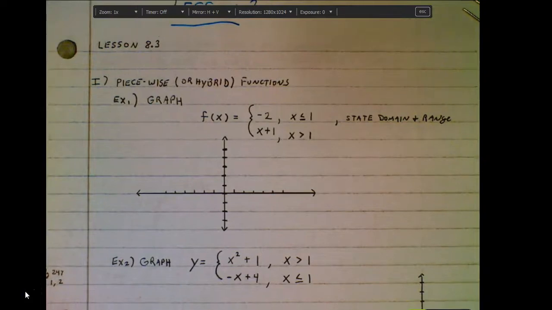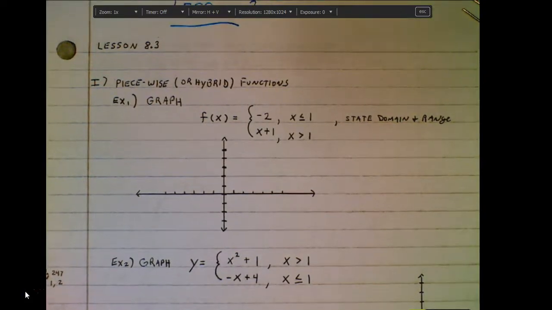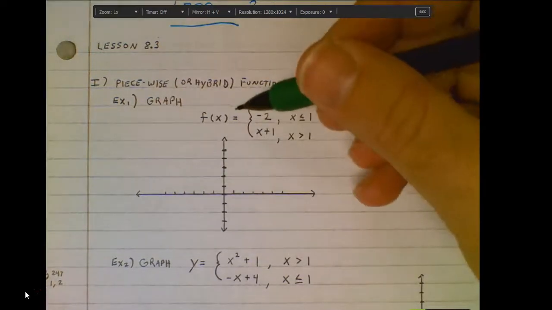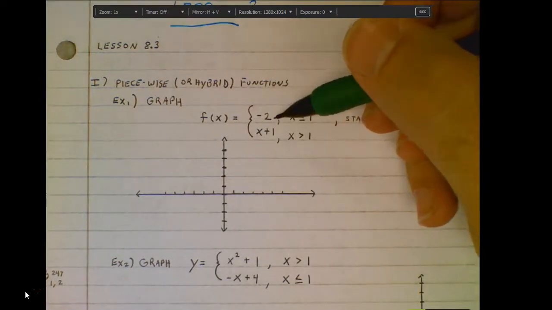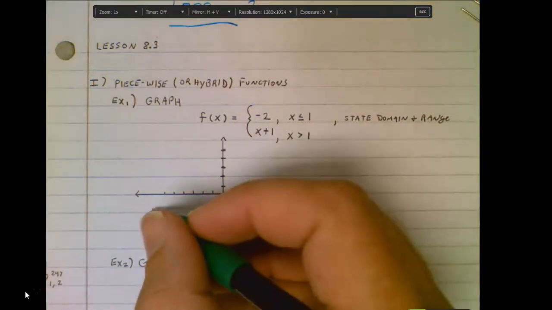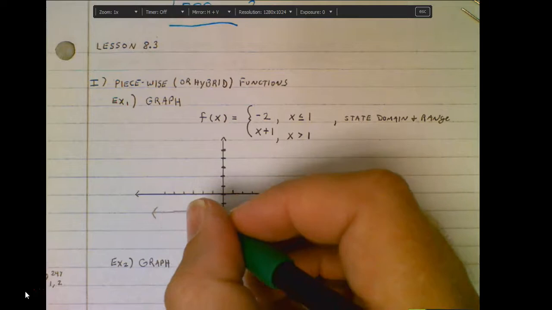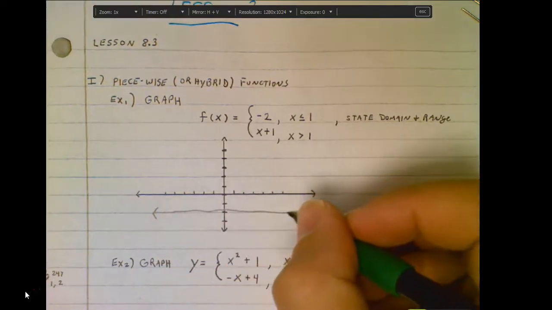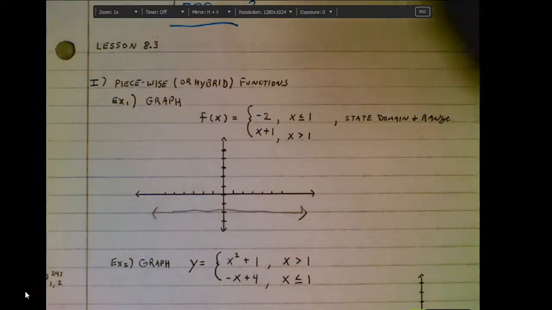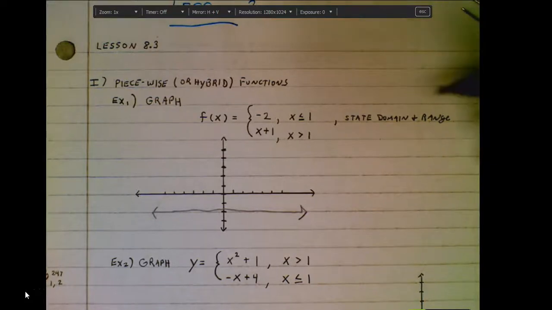So for these guys, I like to start the graph in pencil, and you'll see why here in just a minute. But if we were to take the graph of just y equals -2, and we were to graph that, we would get a graph that looks like this. So this right here is the graph for y equals -2. It's just a horizontal line through -2 on the y-axis.